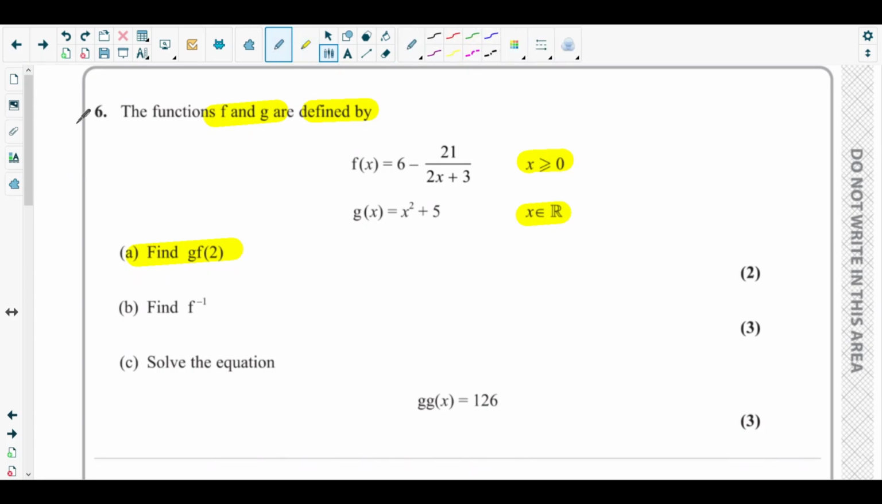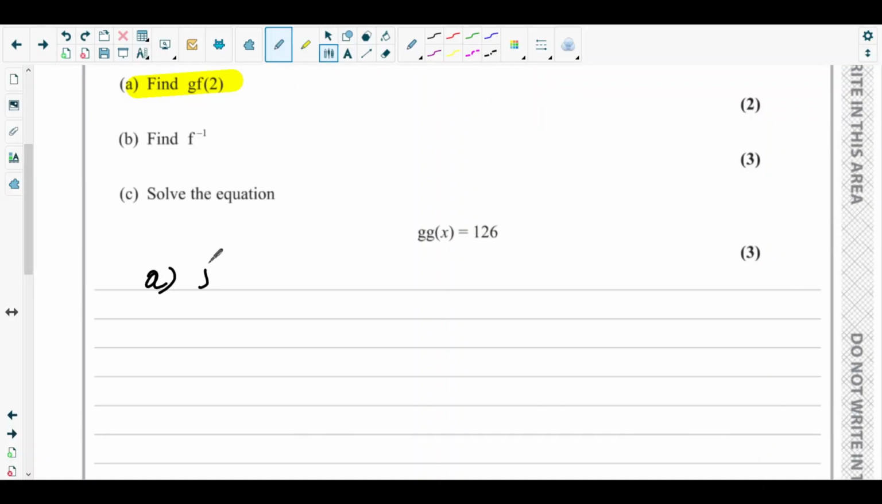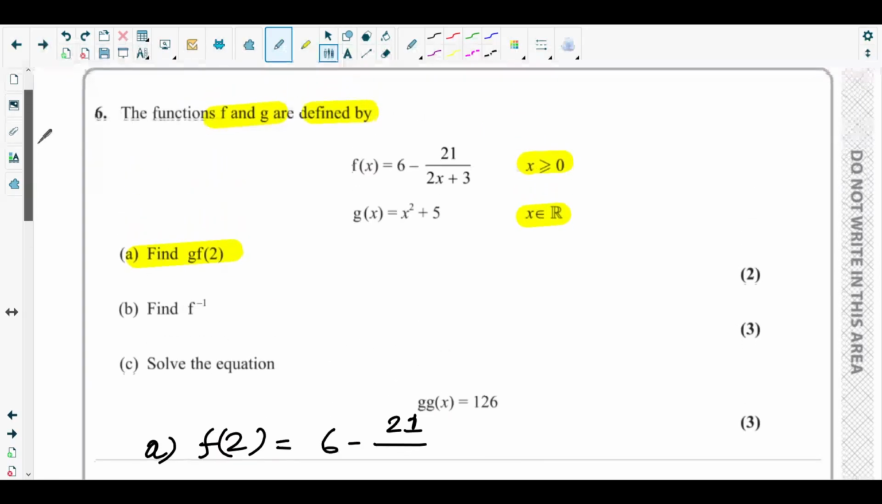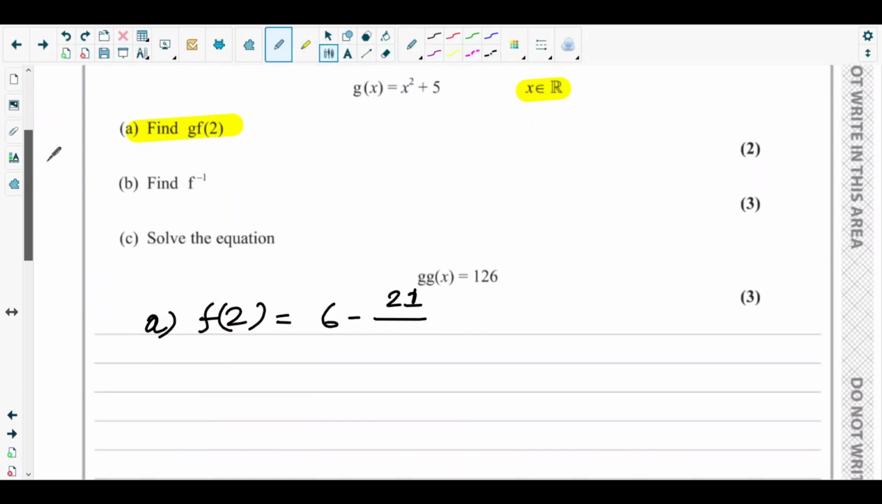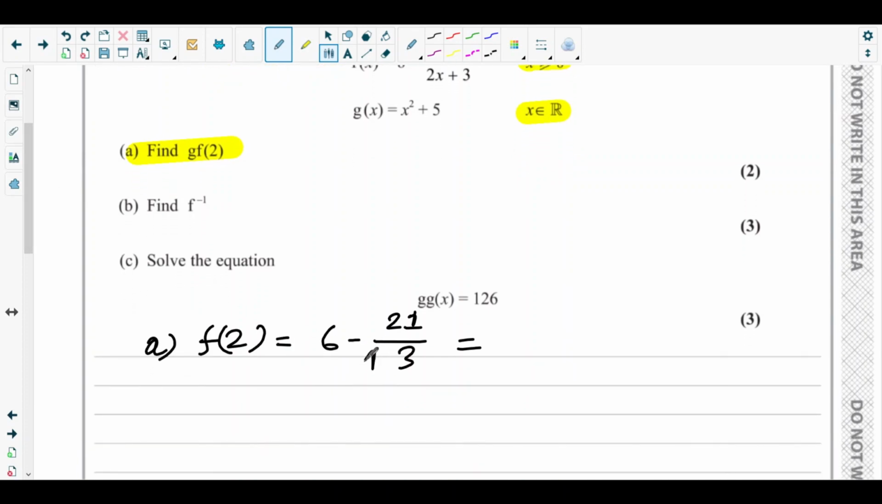G of f of 2. At first we need to find f of 2. So what would be f of 2? F of 2 would be 6 minus 21 over 2x plus 3, that is 2 times 2, which is 4, plus 3, which is 7. 21 over 7 is 3. So 6 minus 3 is 3.